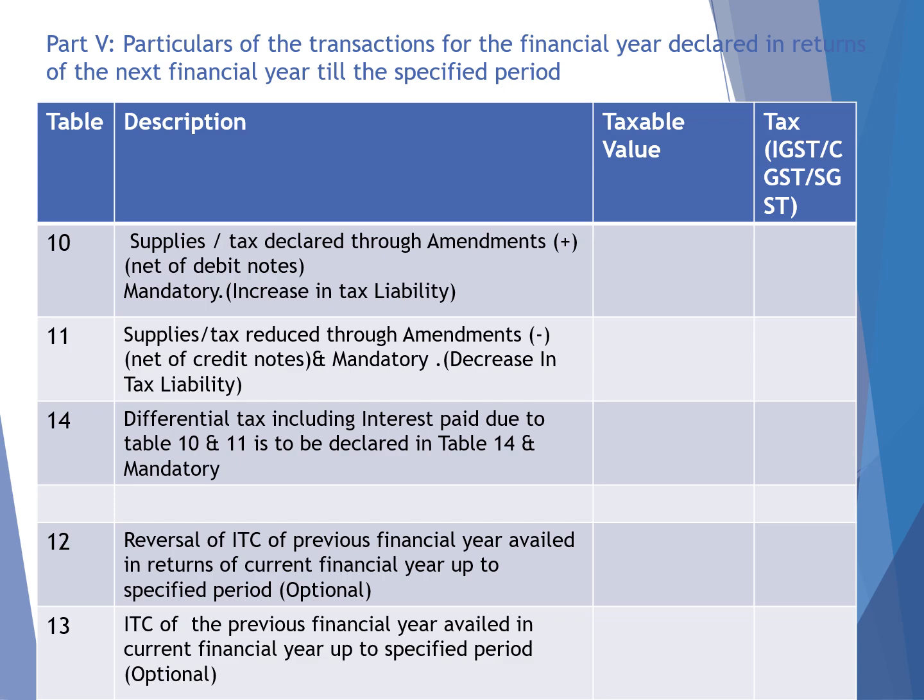of the next financial year till the specified period. Means if there is an adjustment of a transaction pertaining to financial year 23-24, which is shown in the April 24 to October 24 returns, it is required to be reported here.